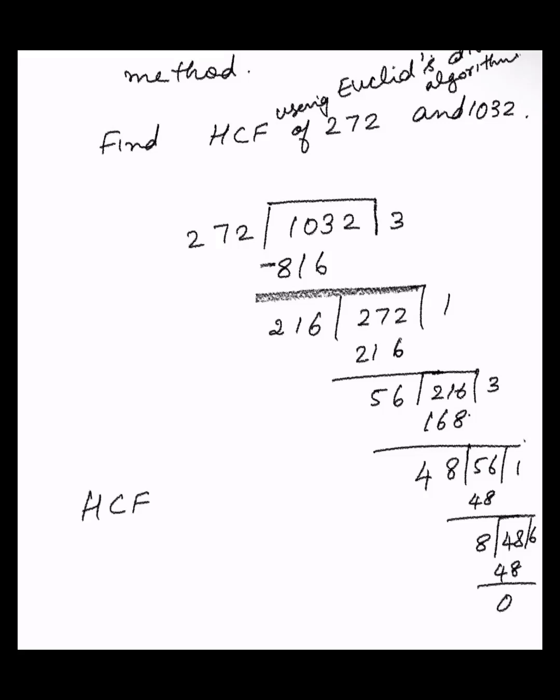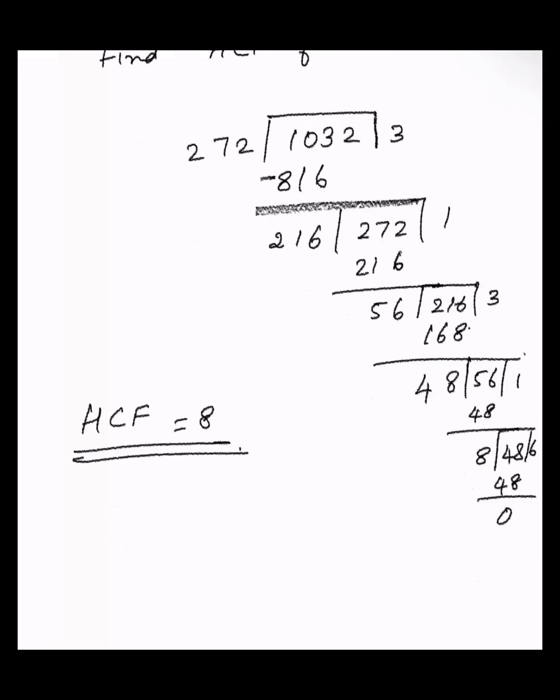HCF is the last divisor. The last divisor is the HCF. So this is what you have learned in your younger classes. The process of finding HCF using the division method is what is explained in Euclid's division algorithm. So what happens here?